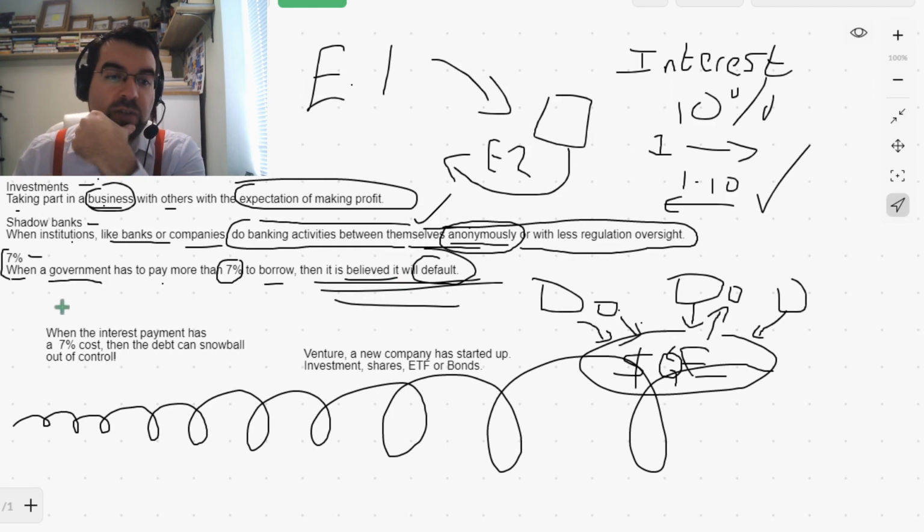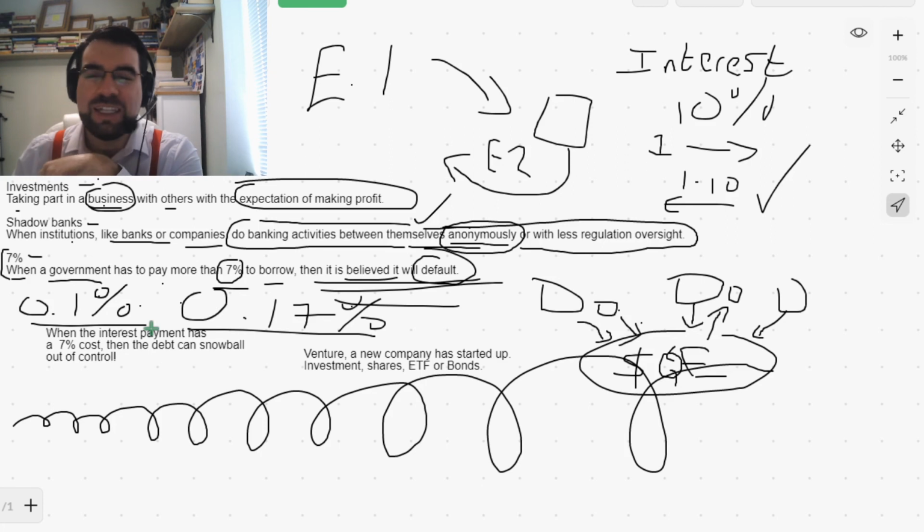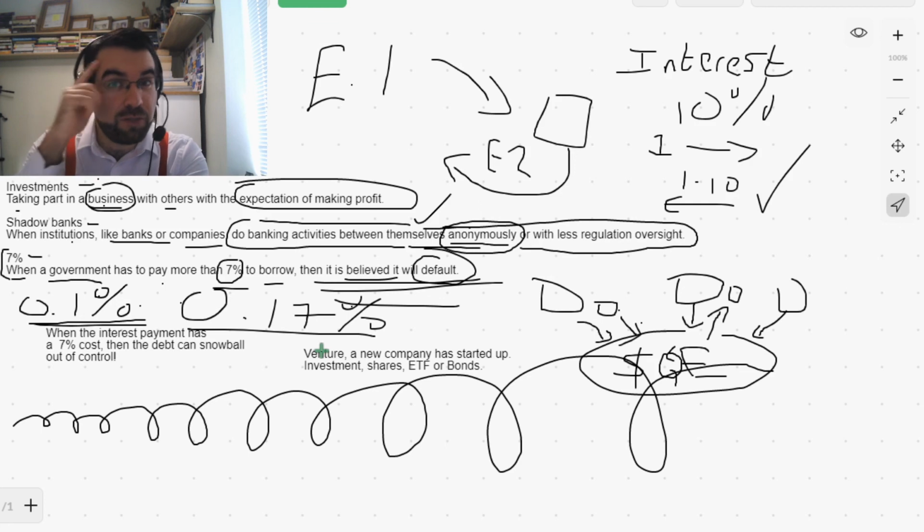And with interest rates right now in the United Kingdom at 0.1, I believe, we're a long way from that. And what is it in the States? I'm not too sure. I'm guessing it's 0.17. I'm really not too sure. But there is no way. Well, I'll let you think about that one. But the interest payments are going. They're low for a reason. The interest is very low for a reason. Let's put it that way.